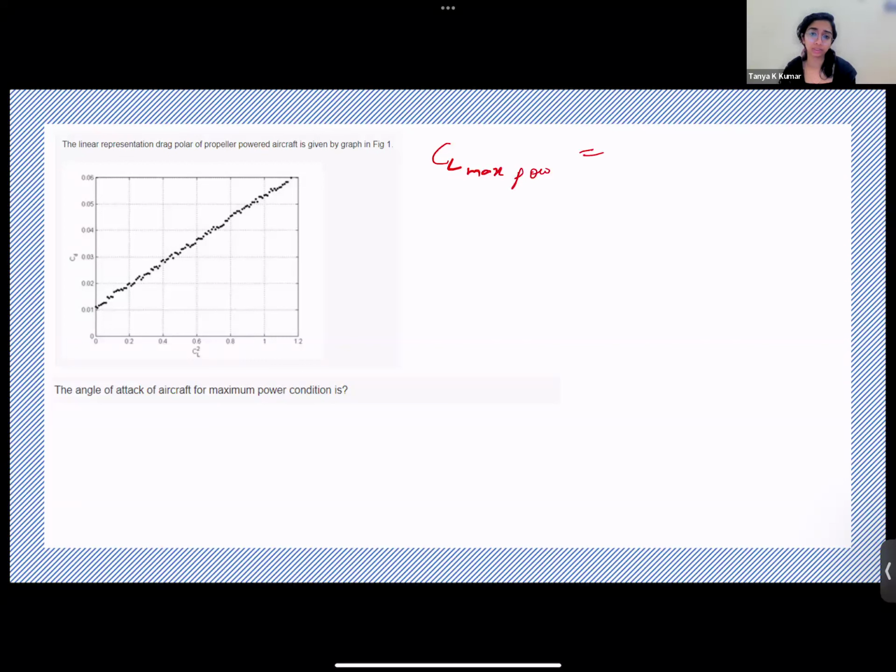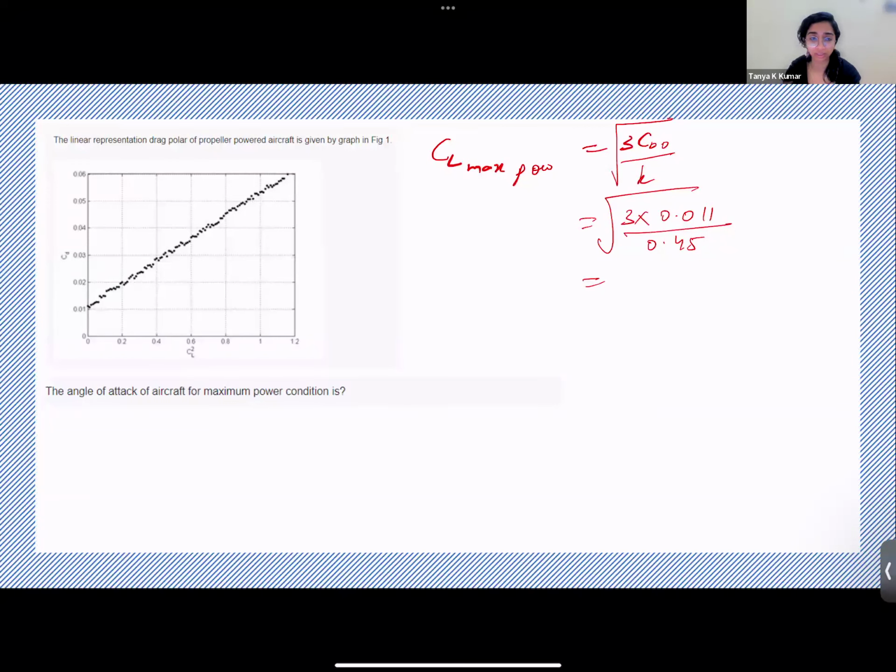What was the value for a propeller driven aircraft? Can someone tell me? Under root 3 CD naught by K. Yes, under root 3 CD naught by K. And your value for CD naught was 0.011. K was 0.45. So you get some quantity there, right? And that would be the only difference. The rest of the things will remain the same.